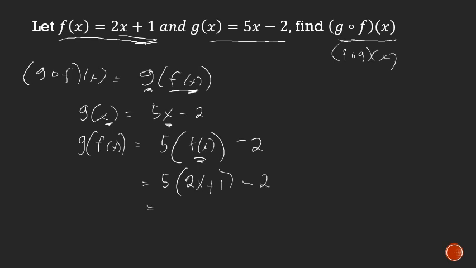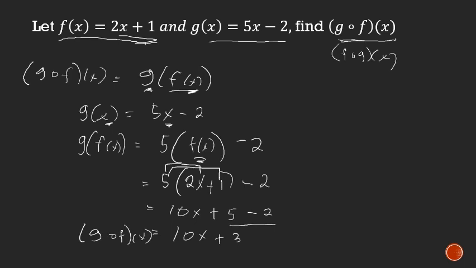Then distribute. 5 times 2x is 10x. 5 times positive 1 is positive 5 minus 2. Then simplify. 5 minus 2 is positive 3. That is now the g circle f of x, which is equal to 10x plus 3.